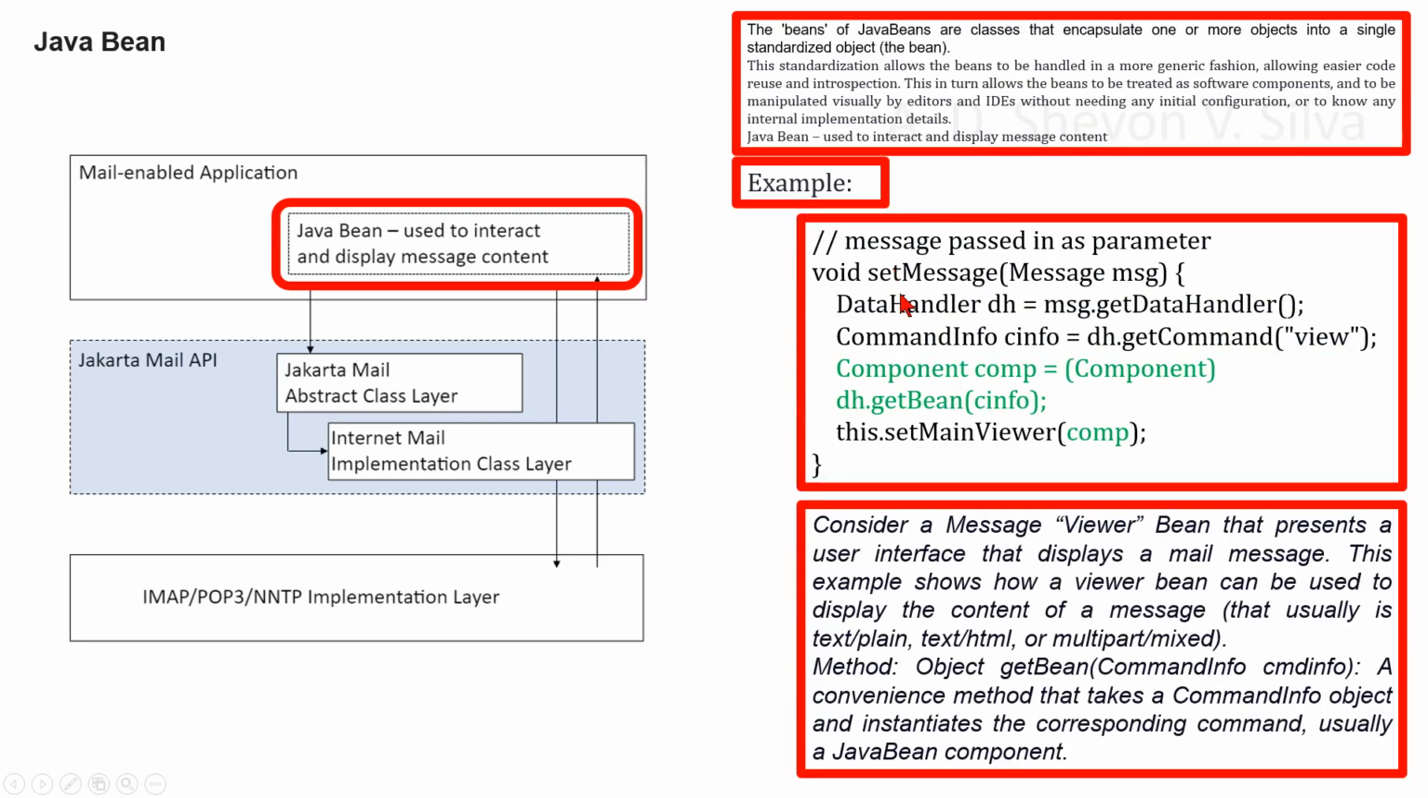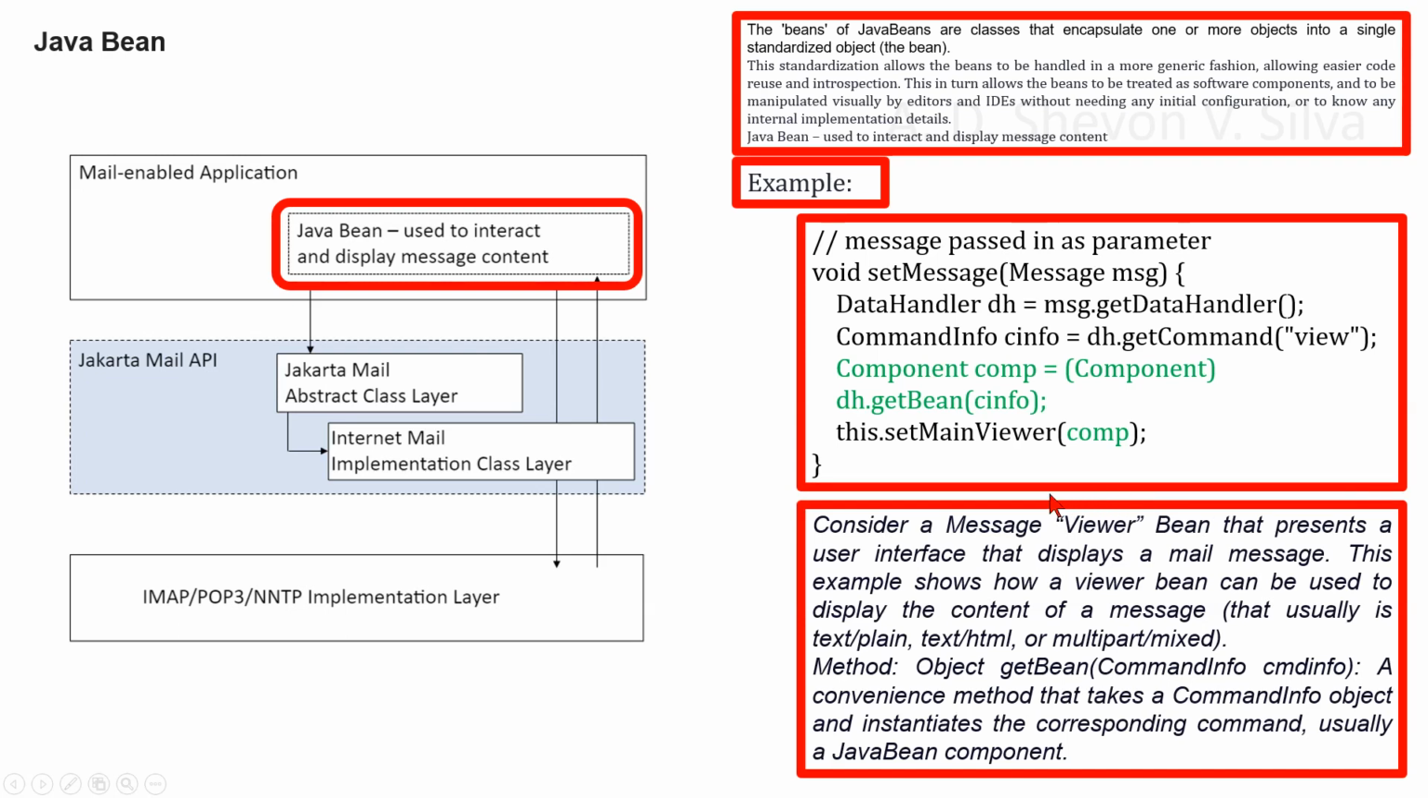As an example, we can consider this code segment. Consider a message viewer bean that represents a user interface that displays a mail message. This example shows how a viewer bean can be used to display the content of a message that is usually text plain, text HTML, or multi-part mixed.